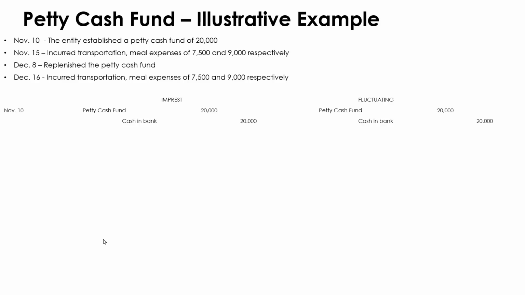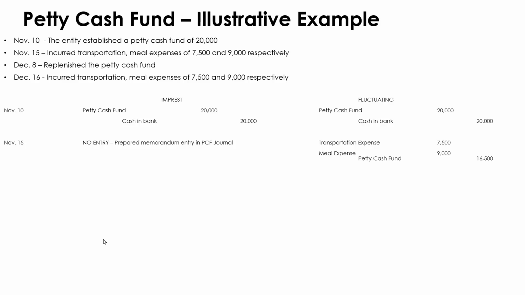For impress, there is no entry. You just place a memorandum entry in the PCF journal. For fluctuating, you recognize the expenses, and the corresponding debit to expenses will have a credit to petty cash fund. Debit transportation expense 7,500, meal expense 9,000, and credit the total to petty cash fund, 16,500.